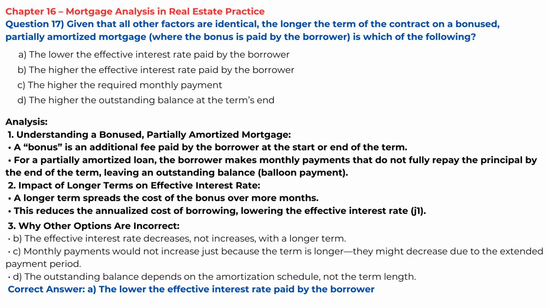Monthly payments would not increase just because the term is longer; they might decrease due to the extended payment period. D. The outstanding balance depends on the amortization schedule, not the term length. Correct answer: A. The lower the effective interest rate paid by the borrower.